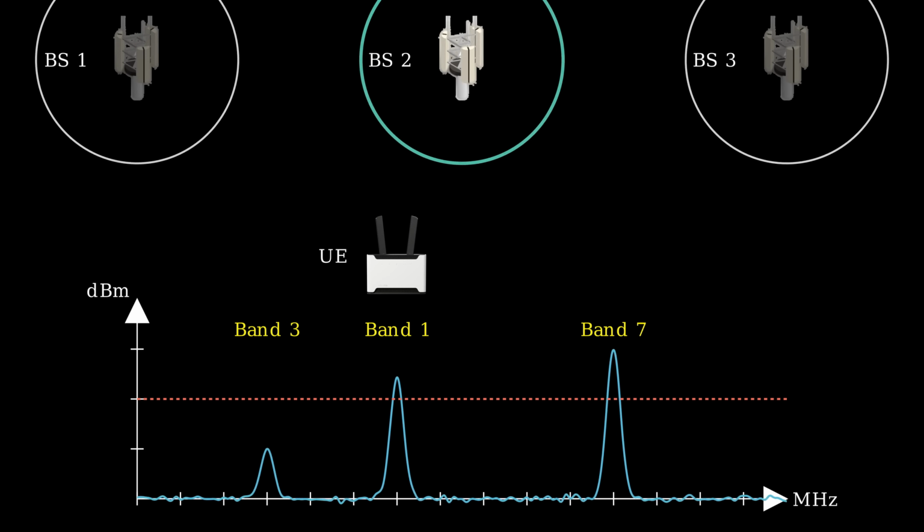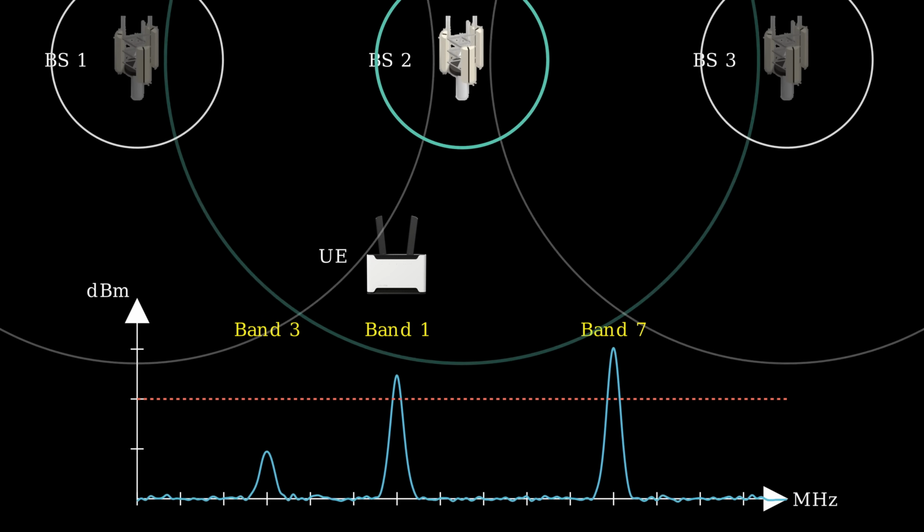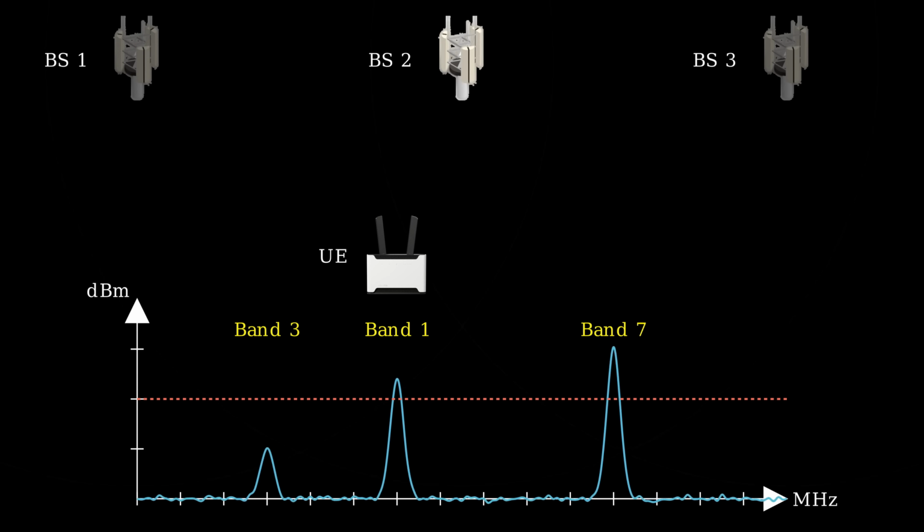Next, we sequentially scan the bands until we find one with a strong enough signal, in this case on band 1. This can be the first band locking strategy. We can ignore the other bands and only scan on the locked band. In this case, we couldn't lock to band 3 because of weak signal, but we could lock to either band 1 or 7 and ignore the others completely.